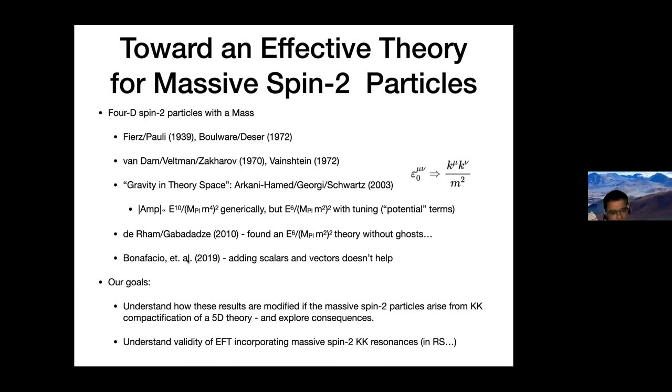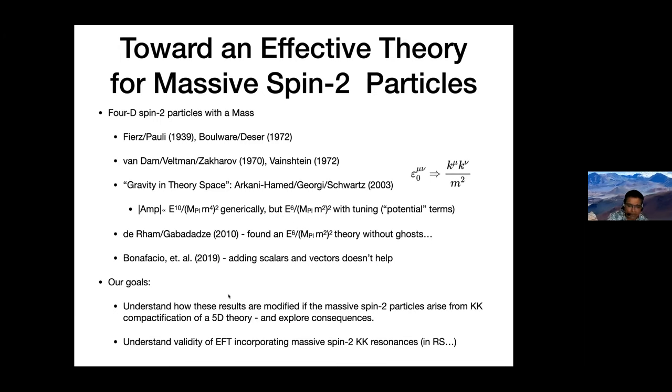More recently, last year, Bonifacio and Hinterbichler showed that you can't add extra scalars or vectors. That doesn't help to cure the bad high energy growth of a theory with massive spin 2 particles.